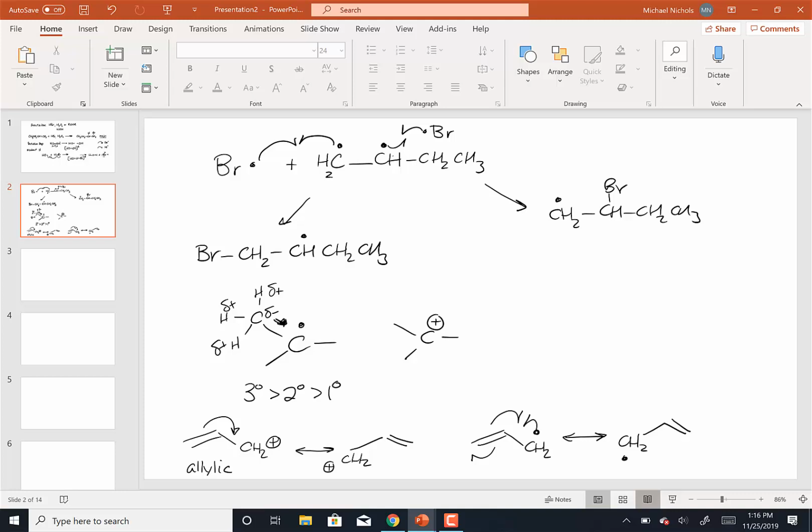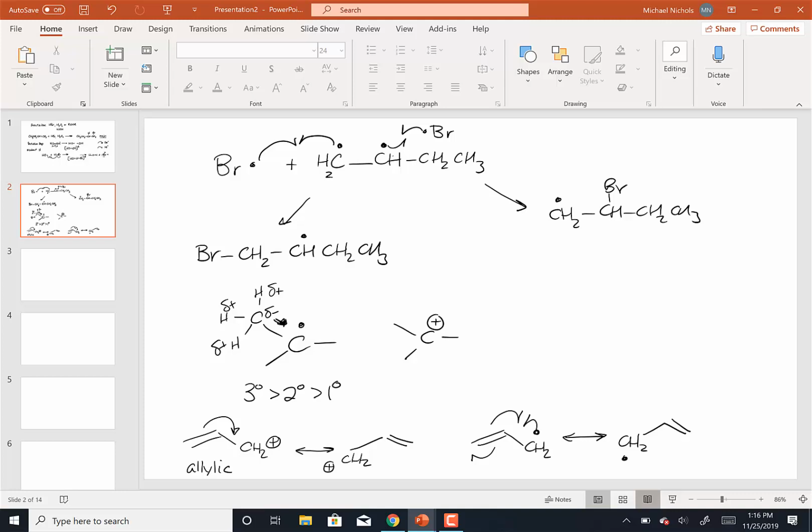Mary: Okay, so when we're doing this, are we supposed to be considering which carbon to add the bromine to based on where the radical would be and therefore how stable that radical would be? That's exactly our next step. That's exactly what we're going to do.